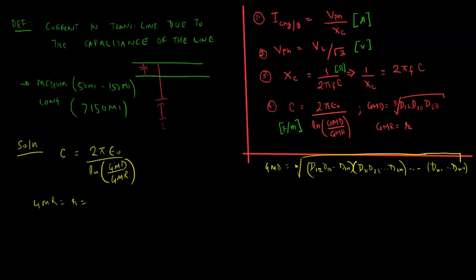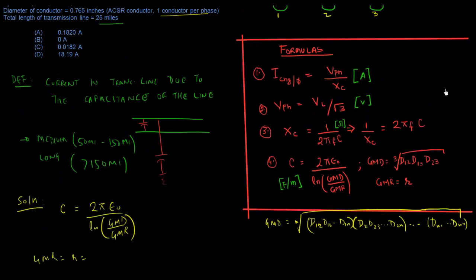What have we been given? I think we've been given the diameter. So we've been given the diameter of the conductor, so that becomes 0.765 inches by 2 should give us the radius, and that value is 0.3825 inches.